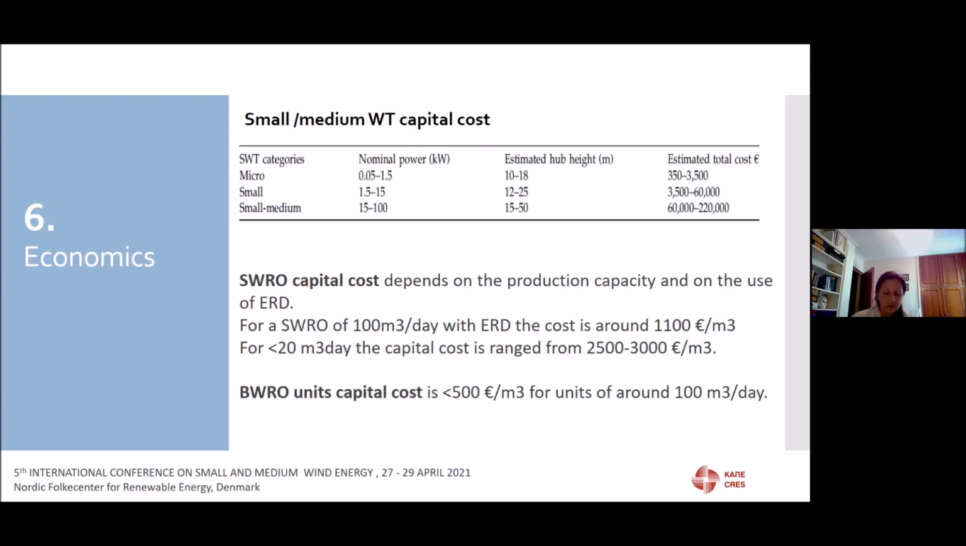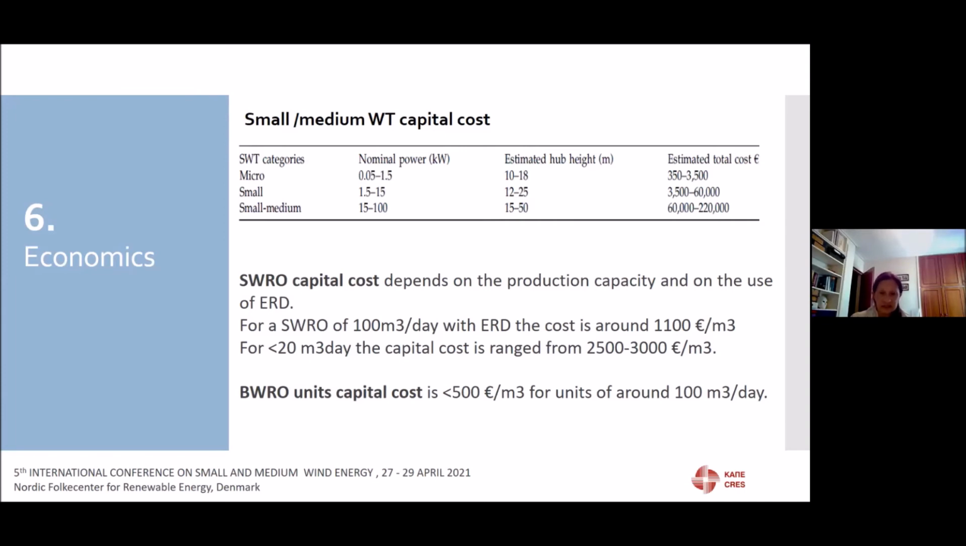So as an example, for a seawater RO of 100 cubic meters per day with energy recovery system, the cost is around 1,100 euros per cubic meter. For a seawater RO of less than 20 cubic meters per day, the capital cost ranges from 2,000 up to 3,000 euros per cubic meter.